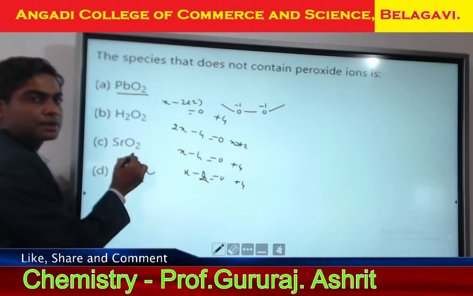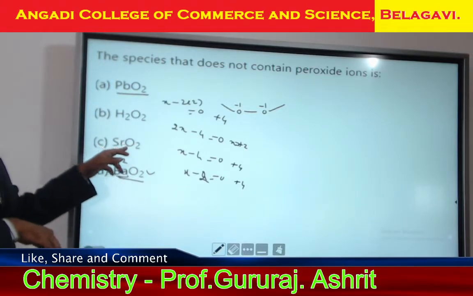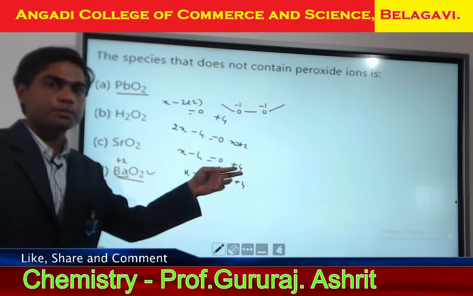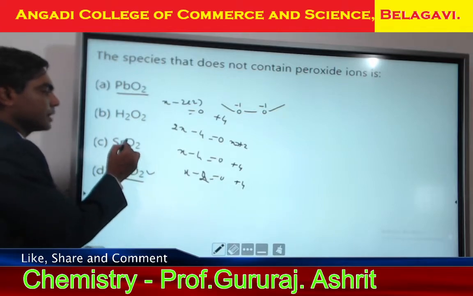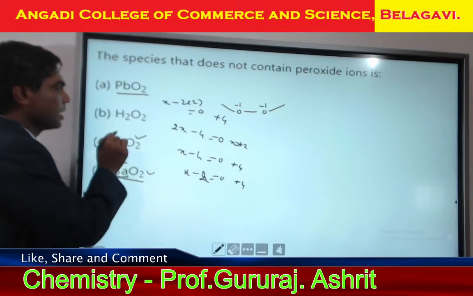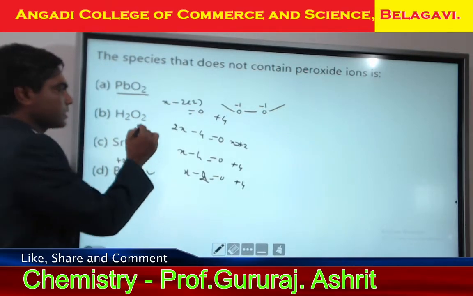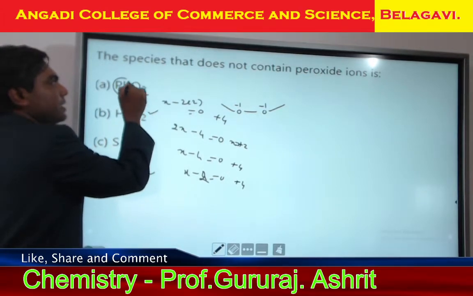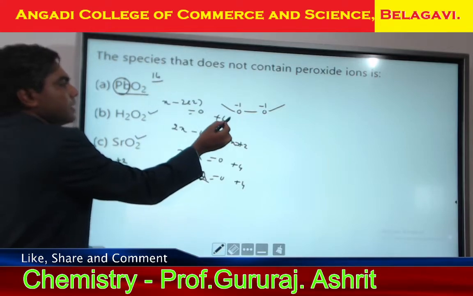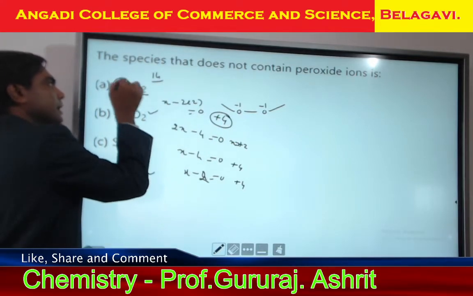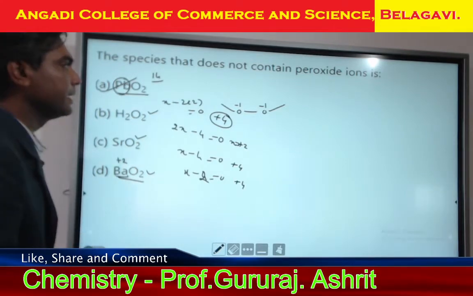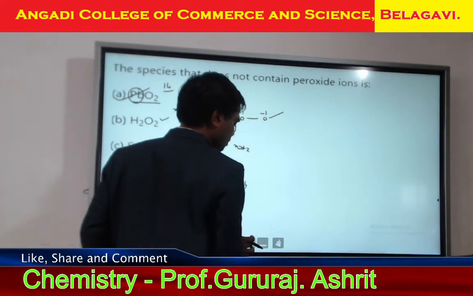So what happens here? SrO2 oxidation state should be +2 and here it is showing +4 because it is a second group element. Hence it also contains the peroxide linkage. And already you know about hydrogen peroxide, it contains the peroxide linkage. And here lead is the 14th group element. Its oxidation state should be 4. It is correct. Therefore, it is not having any peroxide linkage. Okay. So the next question we will move.